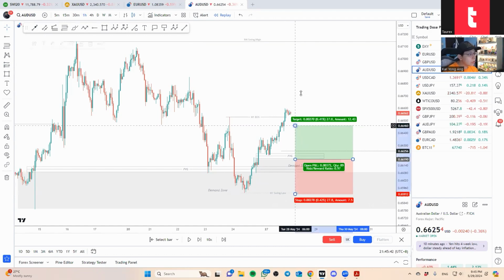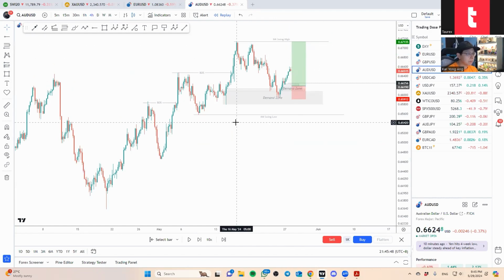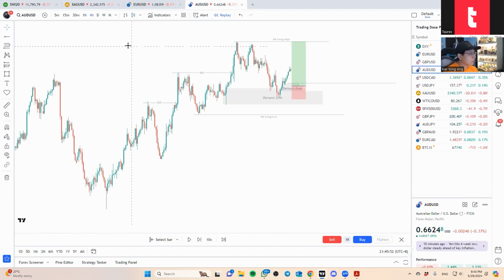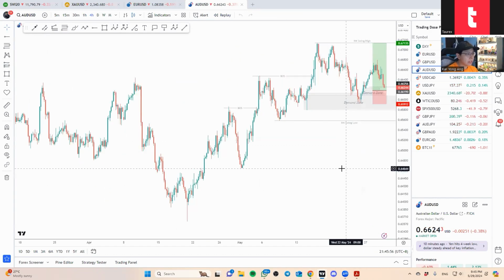Okay, where will your target be? You'll be aiming all the way back at where your previous swing high on H4 is going to be. So again, a very, very healthy risk reward of 1 to 3 point something, right? So of course, if you play forward, this is where the market is right now.